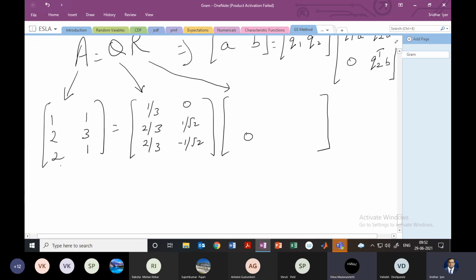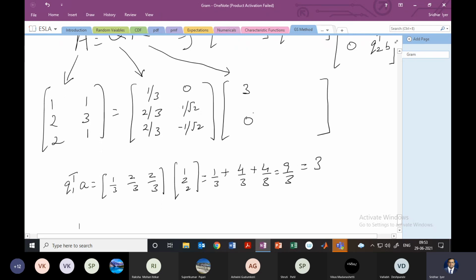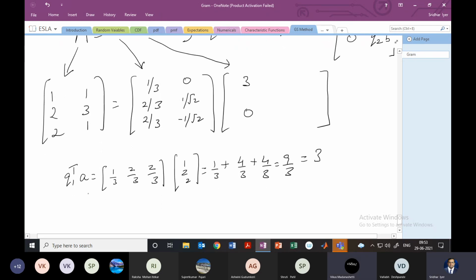So let's see how we can calculate Q1 transpose A. Q1 transpose A will be transposing Q1, so 1 by 3, 2 by 3, 2 by 3, and multiply with A, which is 1, 2, and 2. So we get 1 by 3 plus 4 by 3 plus 4 by 3, which is 9 by 3. We get 3. So I'm getting 3. Just check if you get that 3. Yes, sir.